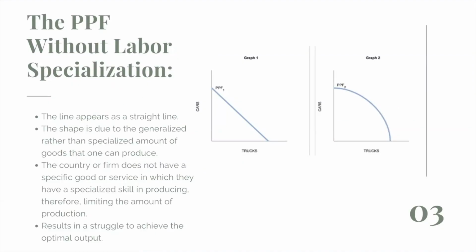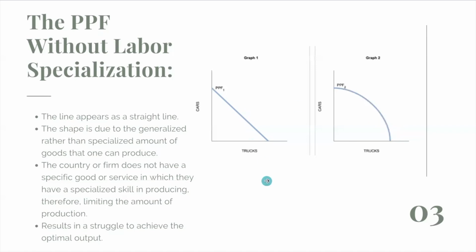So the PPF without labor specialization appears as a straight line. This is because the slope is consistent as the opportunity cost stays consistent. Without labor specialization, the producers are not focusing on a specific good. They're kind of just generalizing what kind of goods they produce. So they'll have the same opportunity cost all throughout. But with labor specialization, they will adjust how much they produce of each product based on what they specialize in and what good they can produce more efficiently. So the line would look more like a curve.